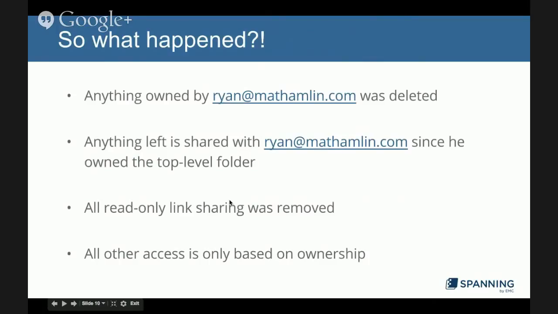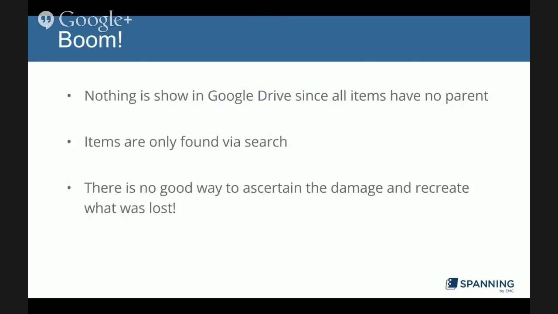Okay. So what happened? Anything owned by Ryan was deleted all the way down. Anything left is shared with Ryan because he was the owner of the top level folder. Read-only link was removed from everything in that entire folder structure all the way down. And then all access is based off of the ownership. So if you owned a file, you still have access to it. It still exists. You can search for it and find it. Maybe look in your recent history if you've edited it recently. But it's not in My Drive. You can't navigate to it.